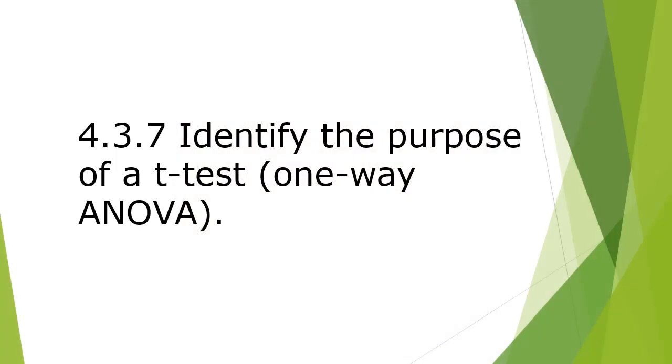Okay, so for 437, you should be able to identify the purpose of a t-test, which is also called a one-way analysis of variance. The t-test examines whether the means of two groups are statistically different from each other. Statistical significance is the likelihood that differences are not the result of either a sampling error or chance.